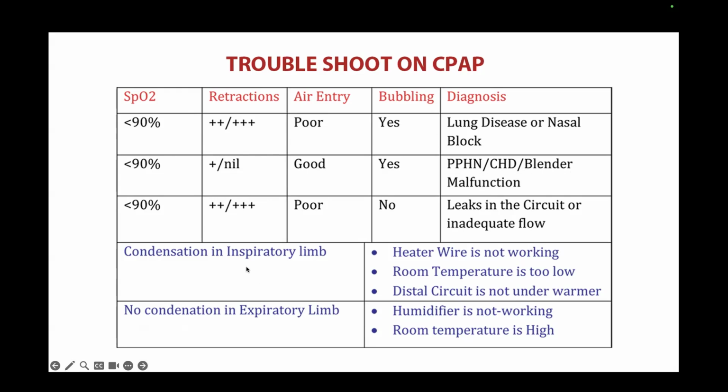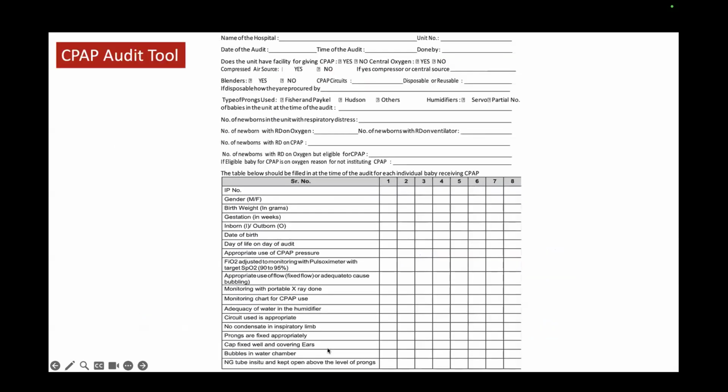If there is condensation in the inspiratory limb, most likely your room is very cold, or your heater wire is not working, or the temperature probe, which should be under the warmer, is outside the warmer. You should expect some condensation or some mist in the expiratory limb. If it is not there, either your room temperature is too high, or there is no water in the humidifier chamber, or your chamber itself is not working.